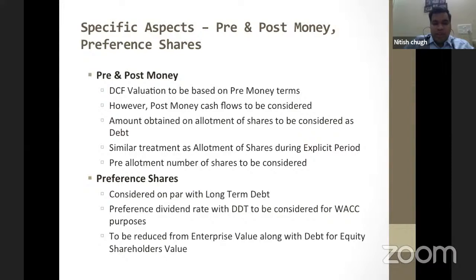Preference dividend rate, if any, will be considered as the cost of the funds and will be considered for weighted average cost of capital. Value as on day one, or the market value as on day one, will be reduced from EV to arrive at the amount attributable to equity shareholders. I hope so far so clear.